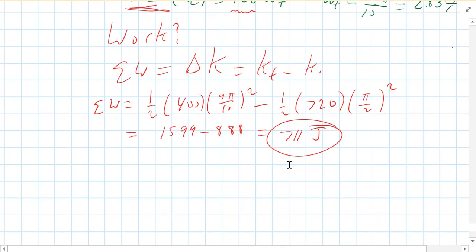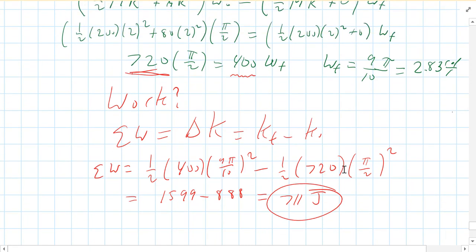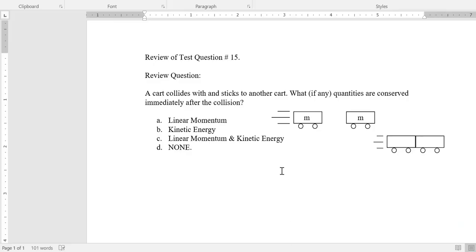I did promise you one conceptual question, and this will actually lead into the last video that you're going to watch for this unit. I have actually seen these kinds of questions on an AP exam. So, first question: a cart collides and sticks to another cart. When the collision occurs, what is conserved? Hopefully you can all look at that and give the correct answer, and the correct answer is linear momentum.